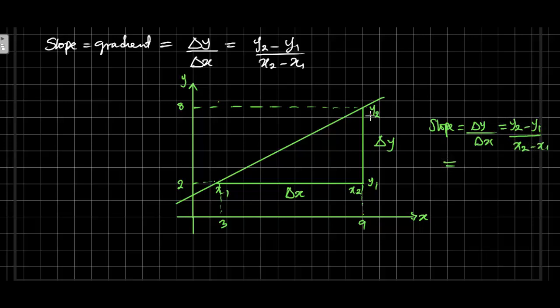So we now read, what is y2? That corresponds to 8 minus y1, which corresponds to 2, over x2, that is 9, minus x1, and that is 3. If we solve 8 minus 2, that is 6. Then 9 minus 3, that is 6. So 6 divided by 6, that is 1, which is greater than 0, meaning that the slope of this graph is positive.